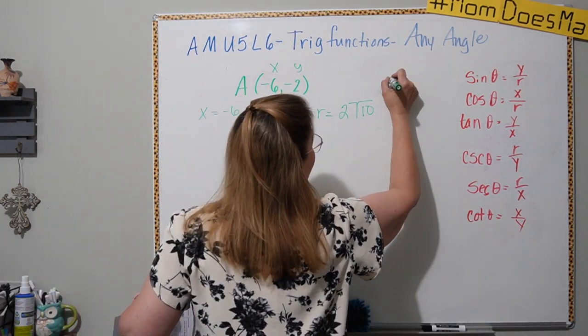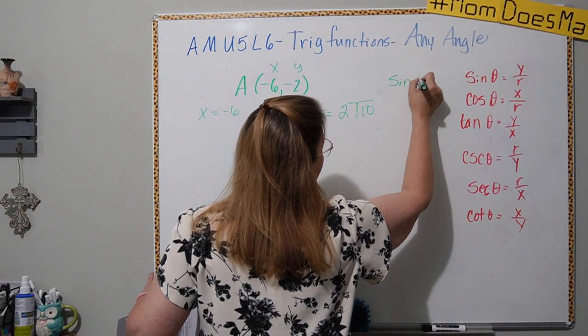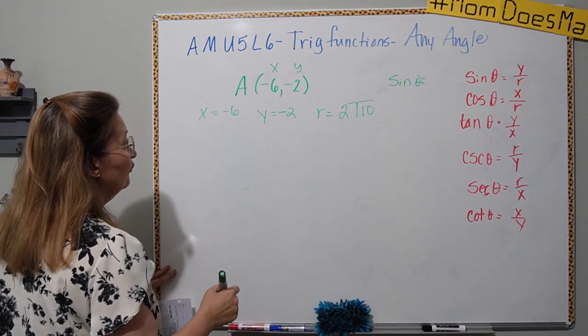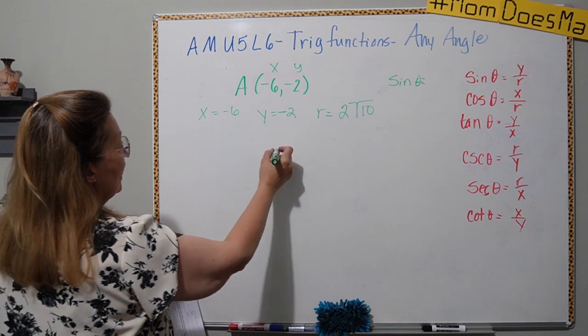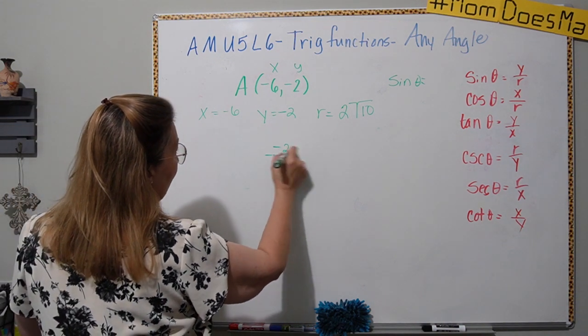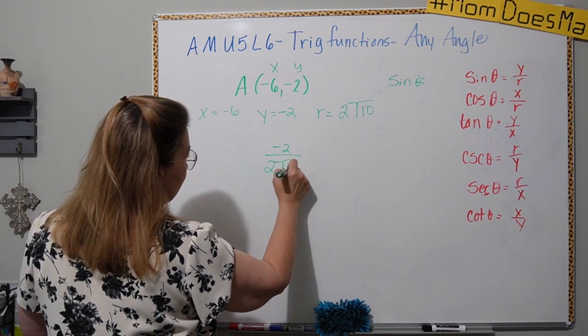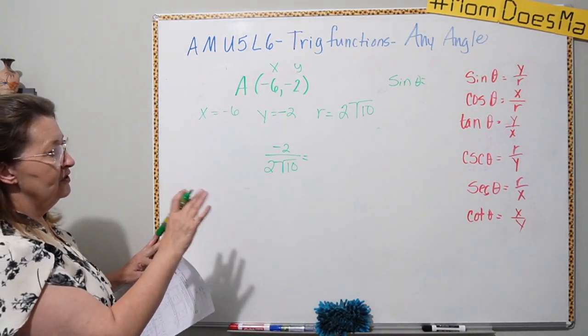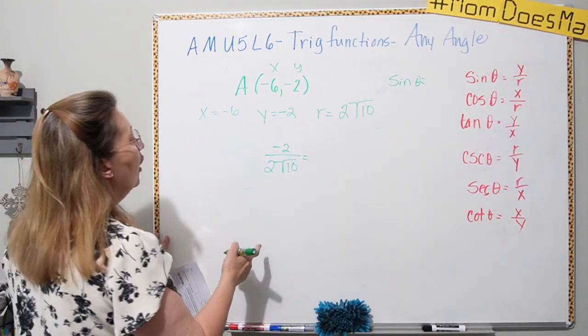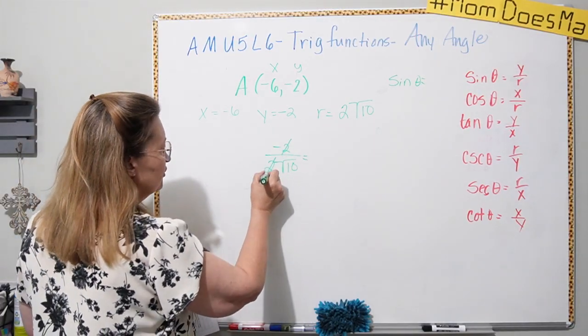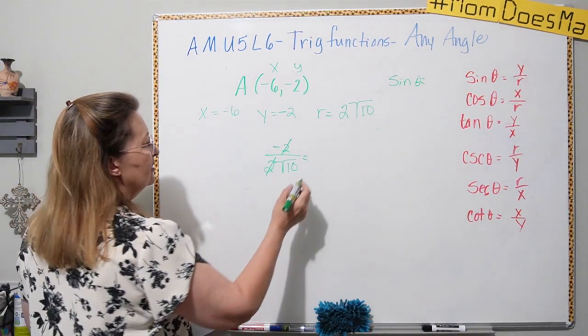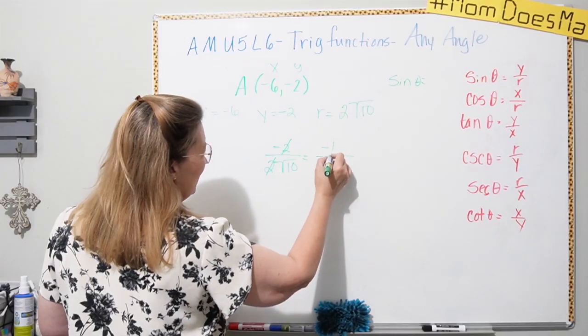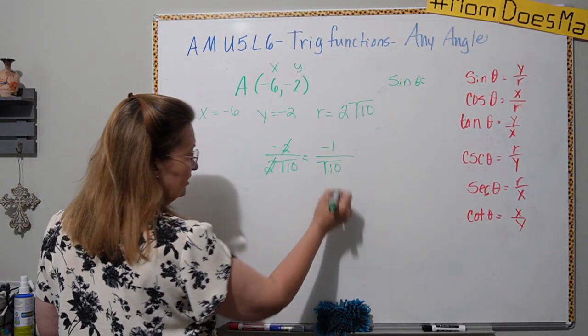Okay, my sine of theta is y over r. So when I look over here, I've got -2 over 2 square root of 10. And I'm coming over here because we're going to have to simplify it, and I wanted to walk through it with you. All right, first of all, 2 over 2 cancels out. So now what I actually have is -1 over square root of 10.